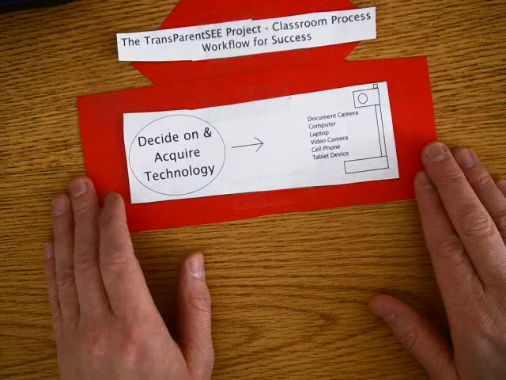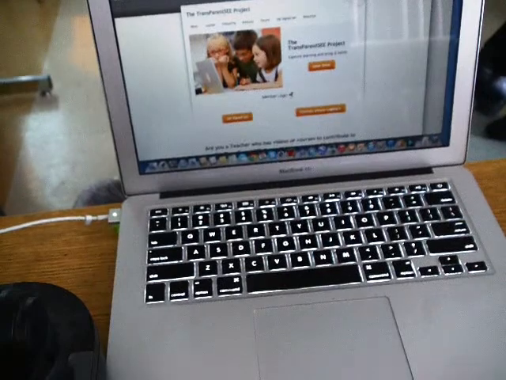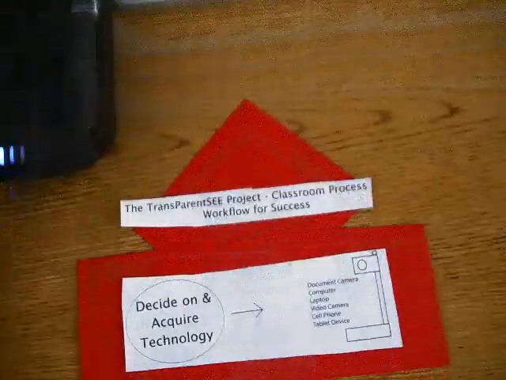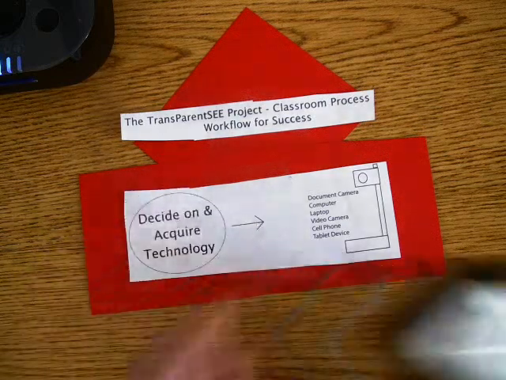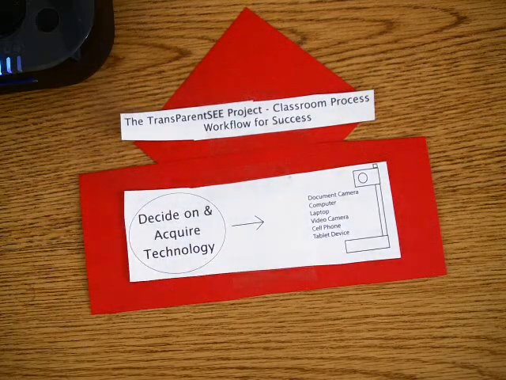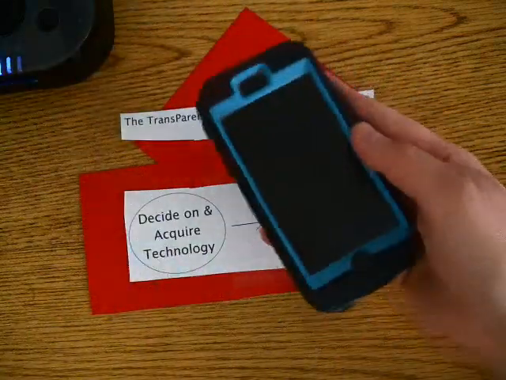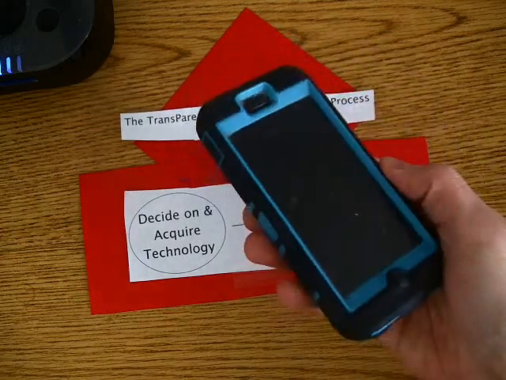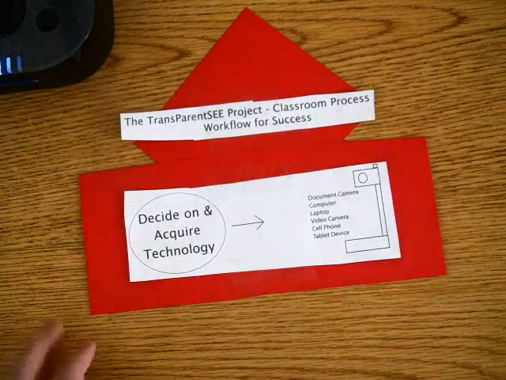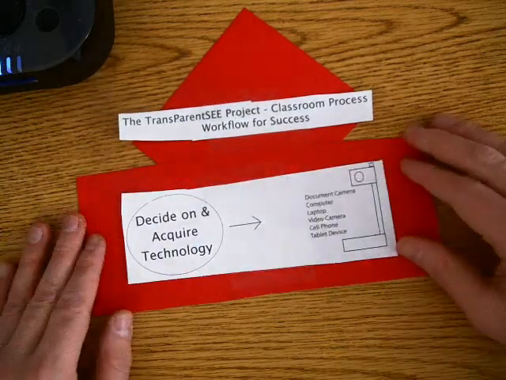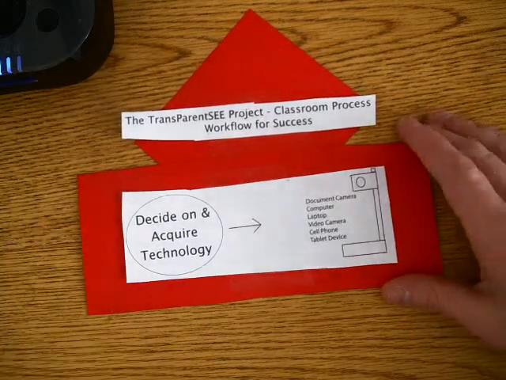So some of the tools that a teacher might choose to use are a document camera, a computer or other sort of laptop device. Might choose a video camera of some sort or a tablet device. This happens to be an iPad, but it could be any kind of tablet, or a cell phone. This is an iPhone, but it doesn't have to be an iPhone, just one with video capability. So that's really the first key, and the teacher really has to think about how the tool is going to work with what they're doing.